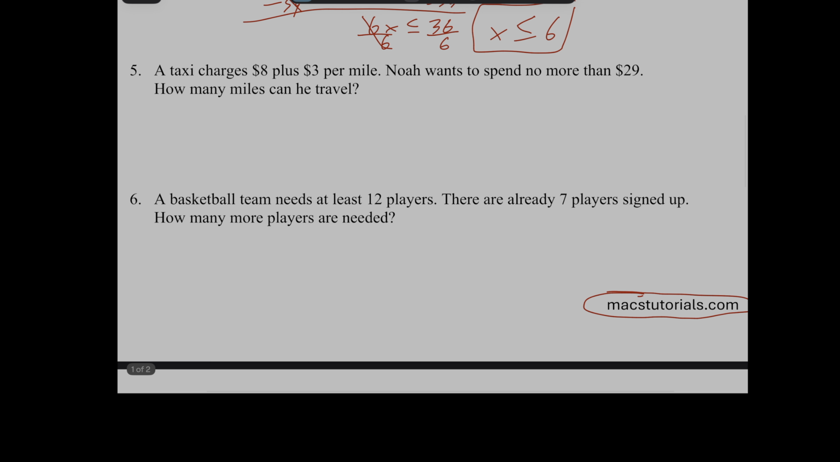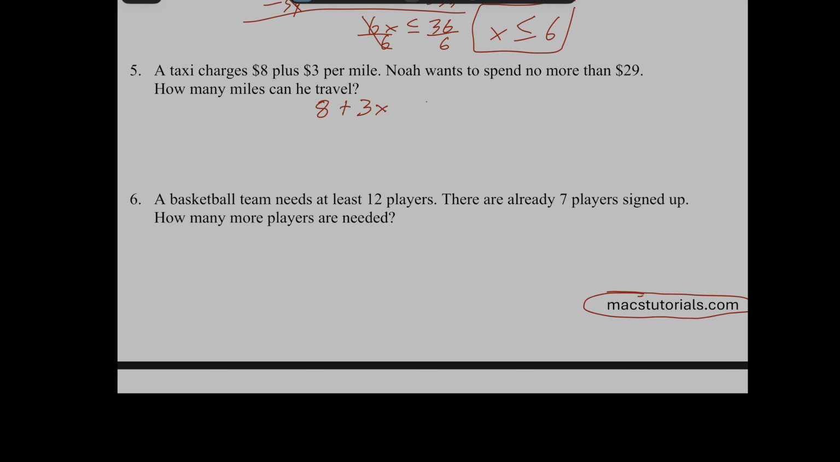All right, a taxi. Remember those things? That's a very pre-Uber thing. Okay, a taxi charges $8 plus 3 a mile. So you just walk in the door and they put the gas on. You're spending $8, no matter how far they drive. We're going to add to that another $3 for every mile that they drive.